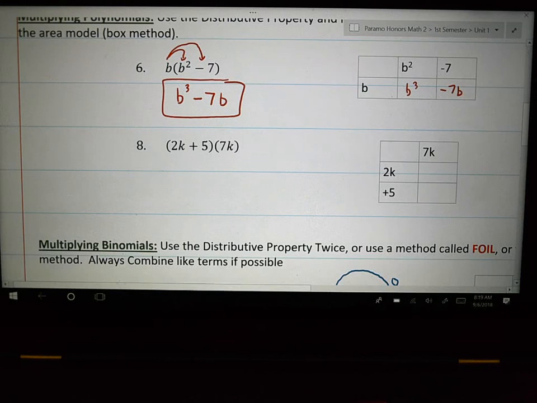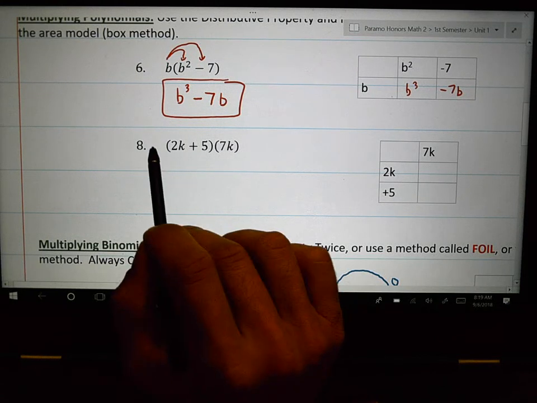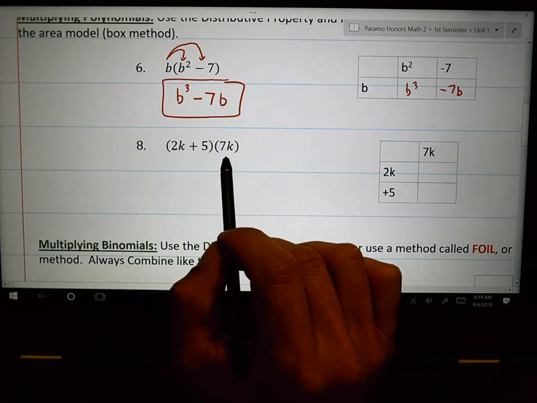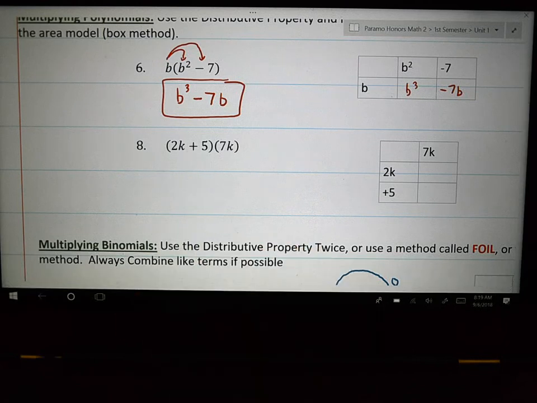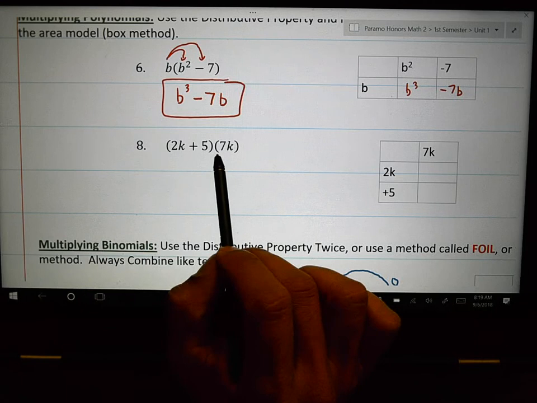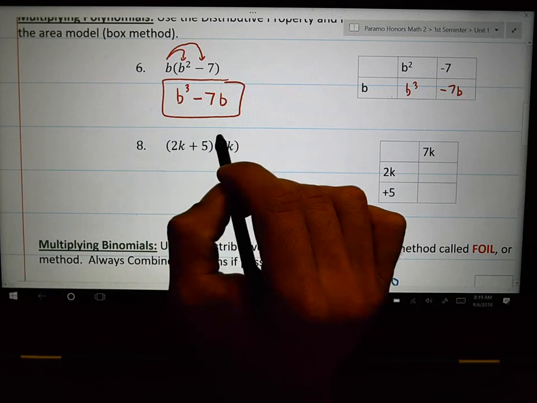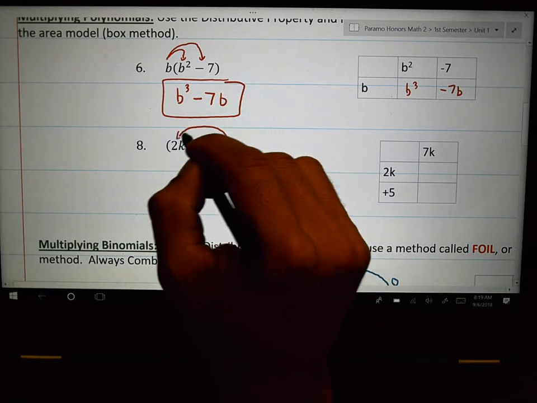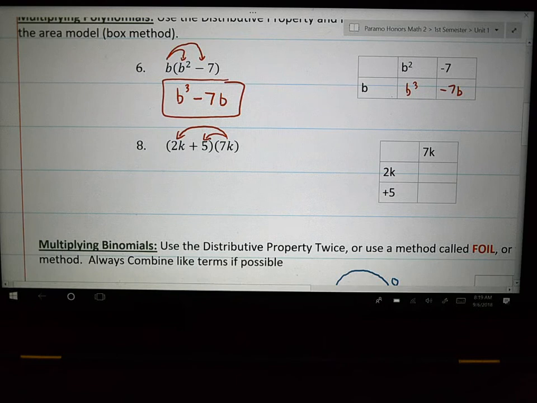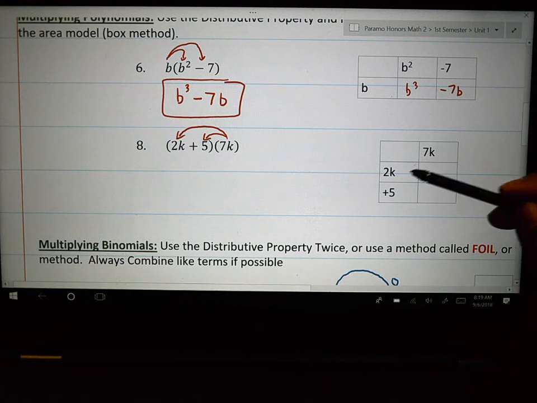Let's do the same thing for number 8. Number 8, I have 2k plus 5, and then we're multiplying a 7k, a binomial times a monomial. Because there's nothing in between these parentheses, we're multiplying. When we multiply, you can do things front to back or back to front. It's the same thing as this kind of area model where this 7k is going to multiply the 2k, the 7k is going to multiply the 5.